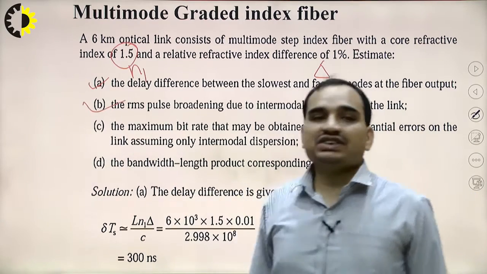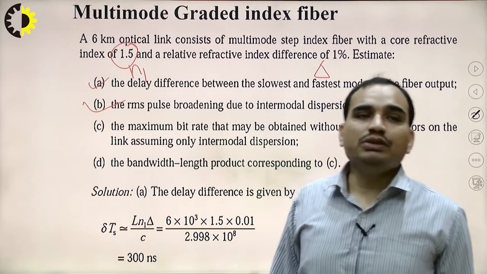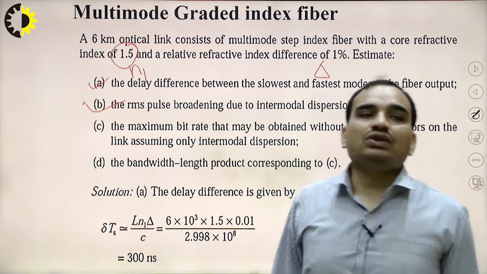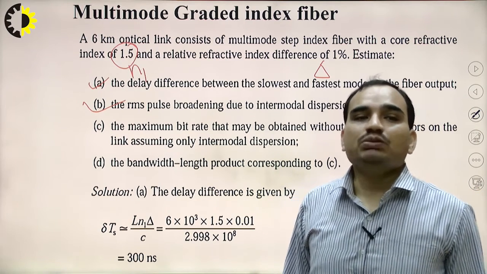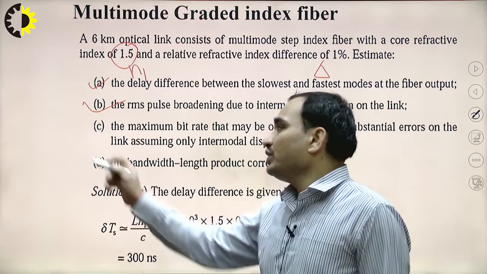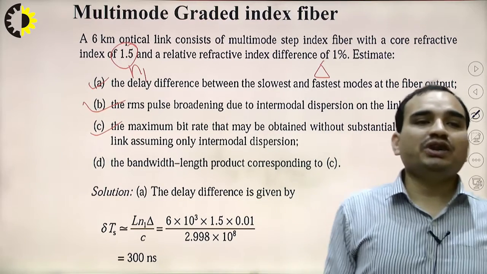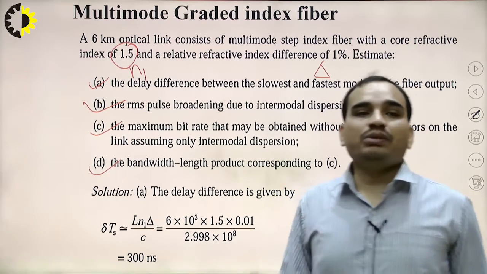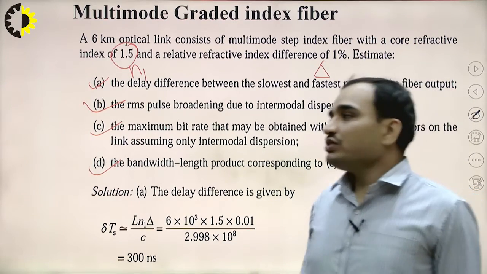That we have discussed in the previous slide. Third, the maximum bit rate that may be obtained without substantial error on the link, assuming only intermodal dispersion. And the fourth, the bandwidth length product, that is the bandwidth multiplied by the length of the fiber, considering part C.